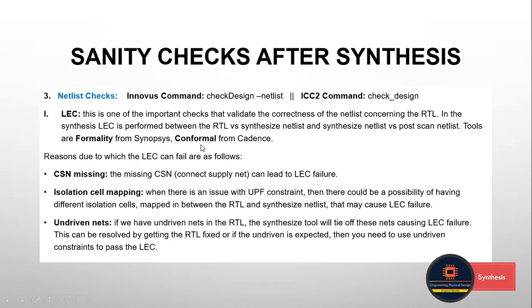If we want to perform the netlist check directly in Innovus, we can use the command check_design -netlist. If we are performing it in ICC2, we can use check_design directly. It will report if there are any netlist related errors, and if there are no errors, it will report all the results. The first check that we do soon after getting the netlist is the LEC. We use Formality or a Calibre tool to validate that the netlist is correct based on the RTL.